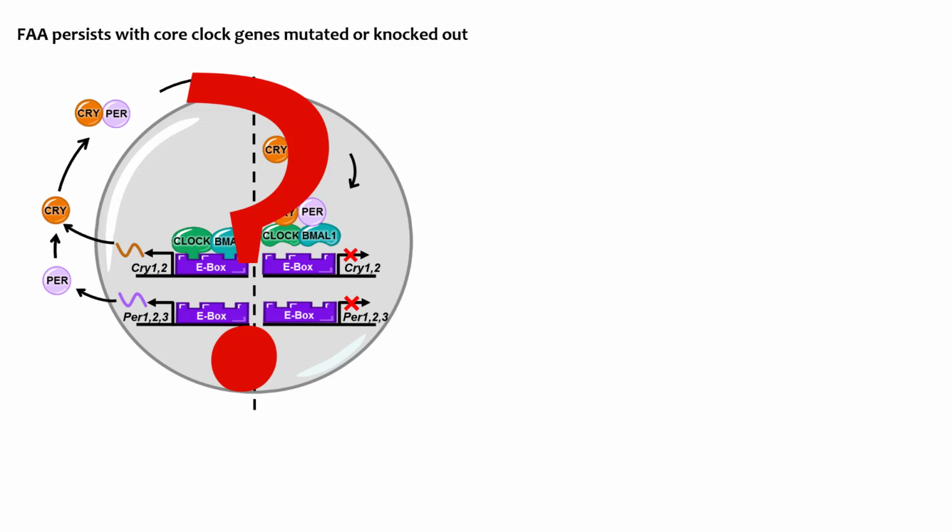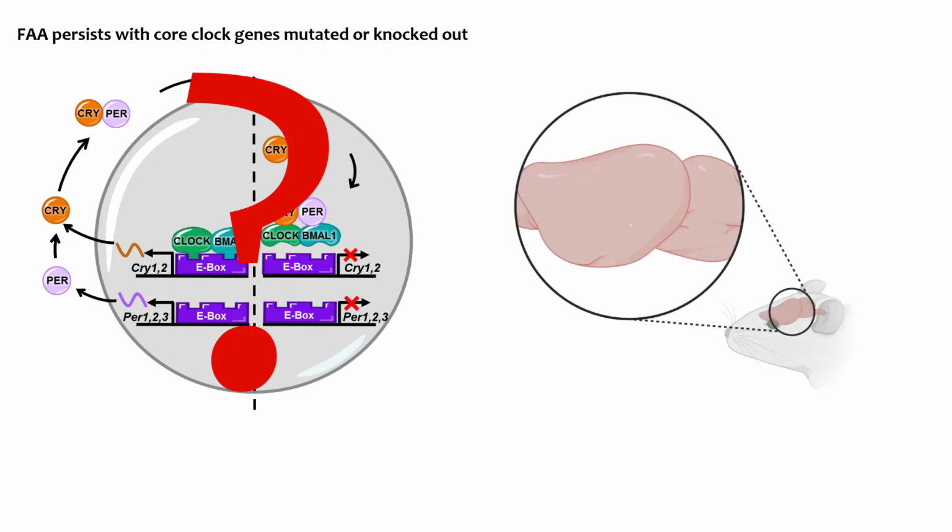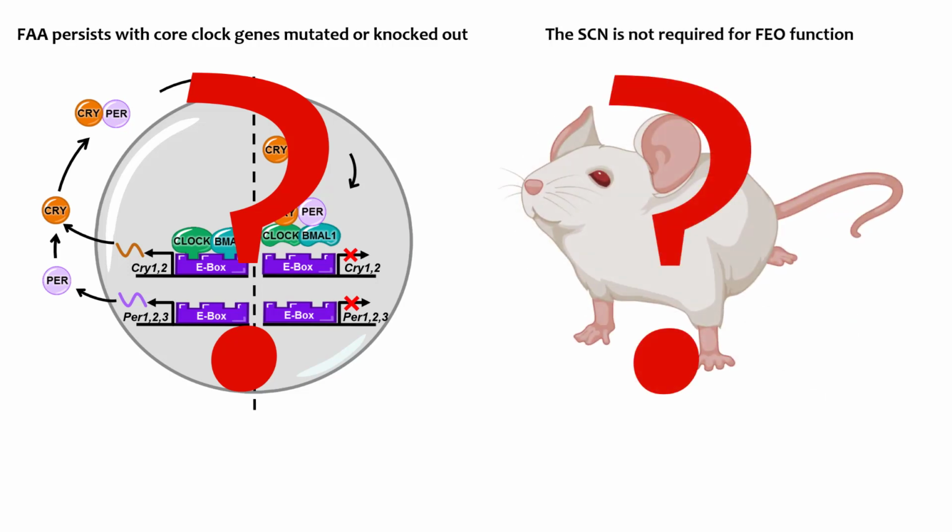Because we know the SCN is not required for this FEO to function, a lot of research has looked for the anatomical basis of the FEO, but there is no consensus. Some believe that it is not localized to a specific tissue, but is a widely distributed network where no single part is essential, which would explain why it is so hard to find. In this case, lesion of a single area would not be sufficient to block FAA.